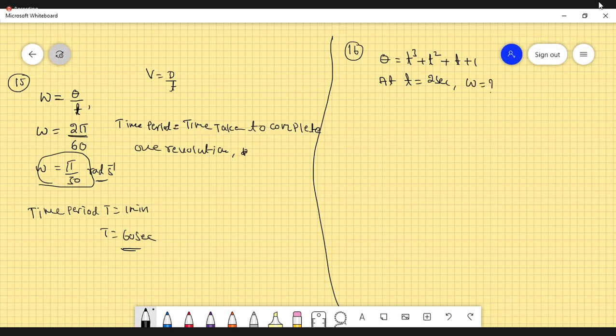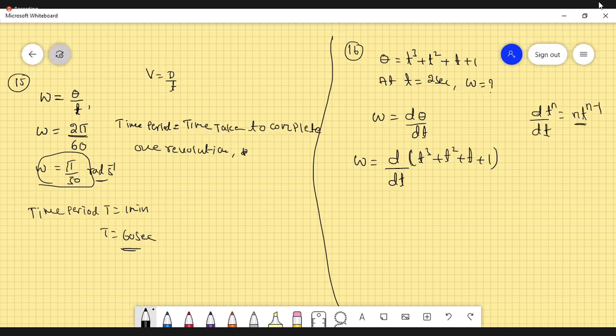See, displacement you know, then angular velocity. So we know that angular velocity equals the rate of change of displacement, d theta by dt. So omega equals d by dt of theta. Substitute theta here: t cube plus t square plus t plus 1. What is the formula? d by dt of t power n equals n into t power n minus 1. This is the formula.